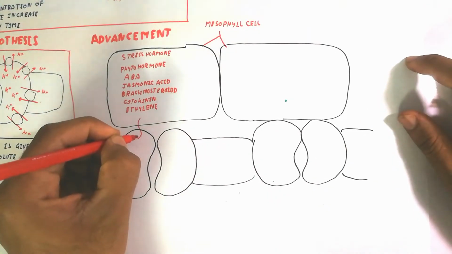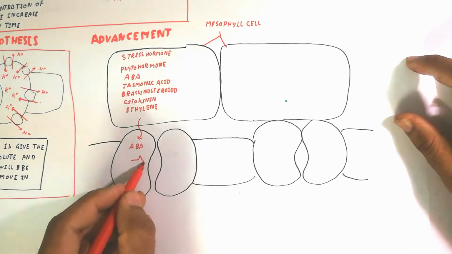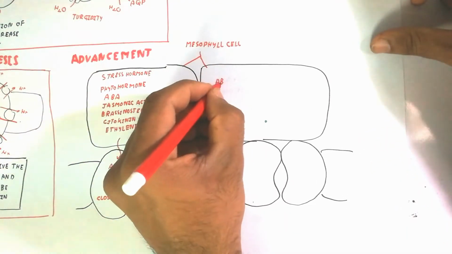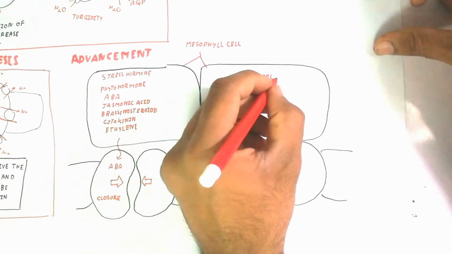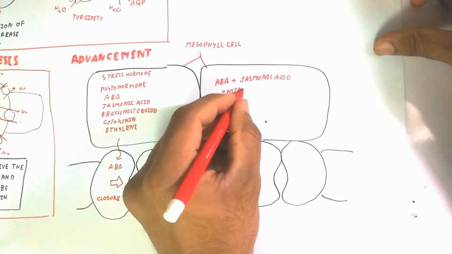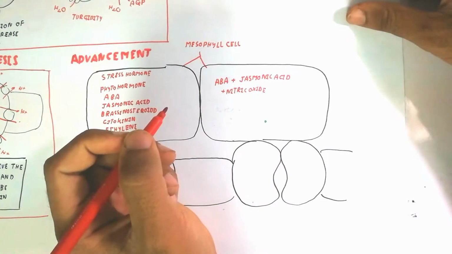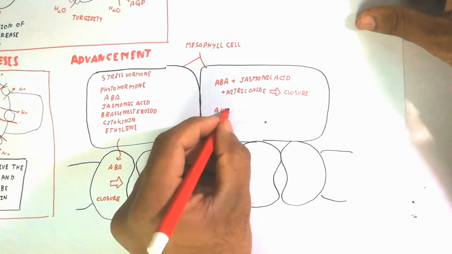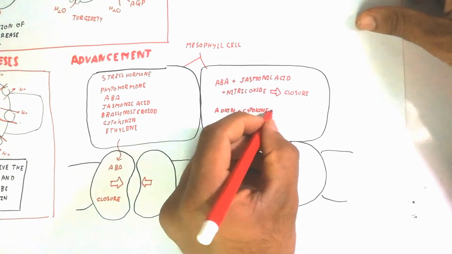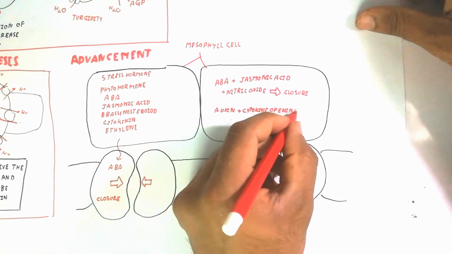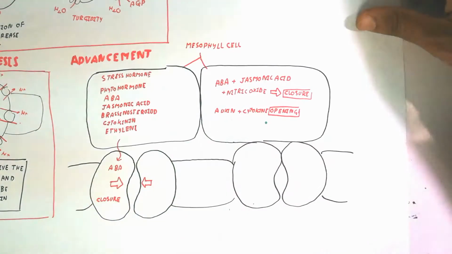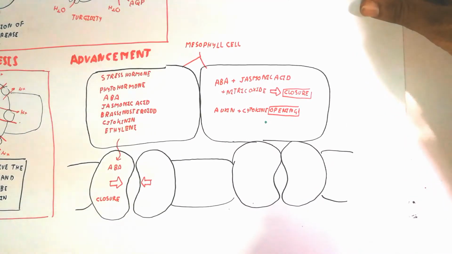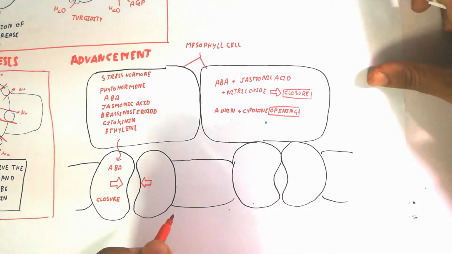Here are the stress hormones, which are phytohormones. When stress occurs, such as drought or high intensity light, abscisic acid, jasmonic acid, brassinosteroid, cytokinin and ethylene are responsible for entering into the guard cell, and abscisic acid is responsible for the release of water from the guard cell and shrinking the guard cell to close it.